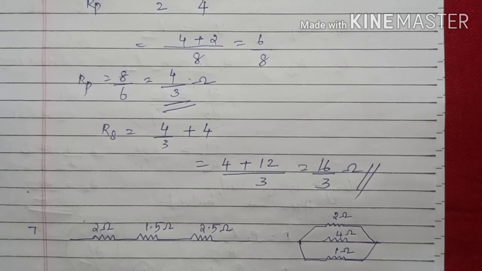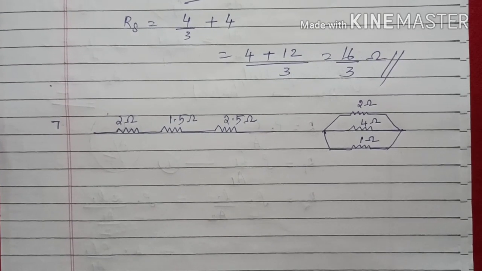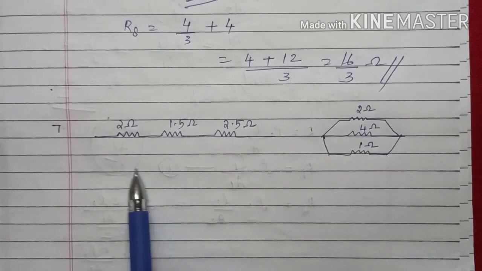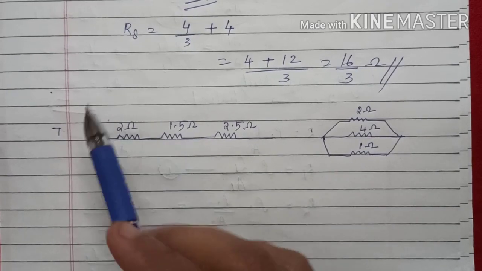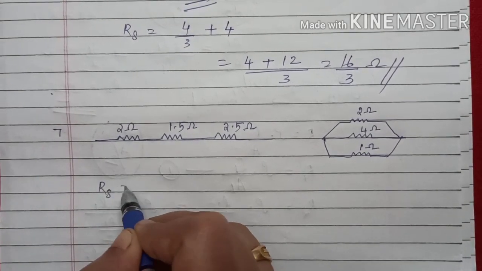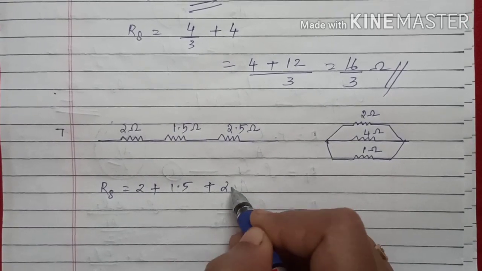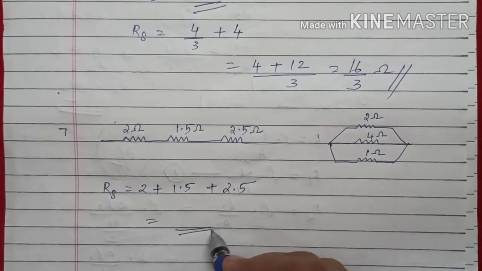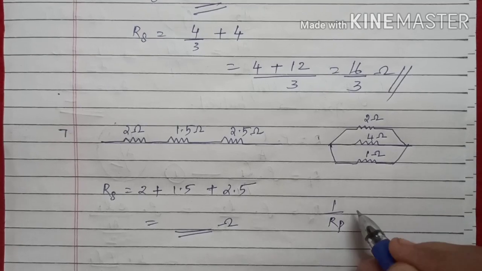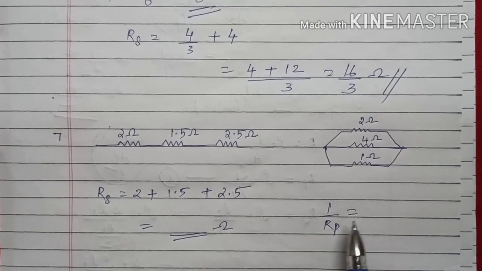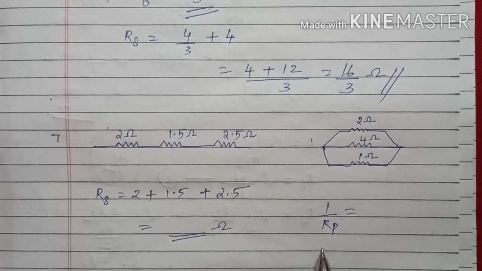Now next question is again simple only. Here 3 resistors are given, out of which this is in series combination and this is parallel combination. You can find, no? How will you find? Series combination means you will add 2 ohm plus 1.5 ohm plus 2.5 ohm. You will get the answer in ohms. Parallel means 1 by Rp. A lot of students make a mistake in this section. They won't take the reciprocal finally while writing the answer.